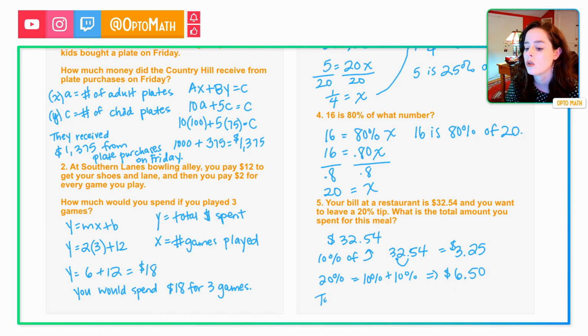And then our total money spent is going to be our original amount, so $32.54 plus $6.50, and that's going to be, let's take a look. 32 and 6 is 36, 37, 38, but the two 50s make $1, so 39. And we still got the 4 cents left. So $39.04, that's your total bill.